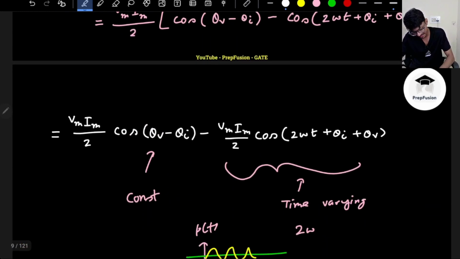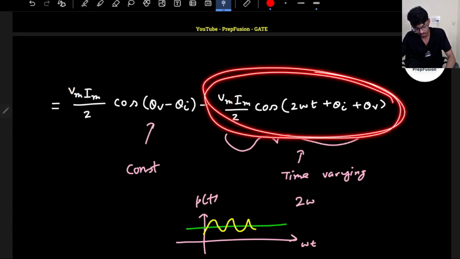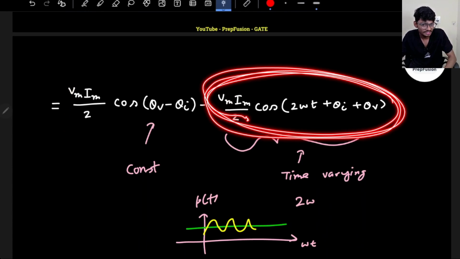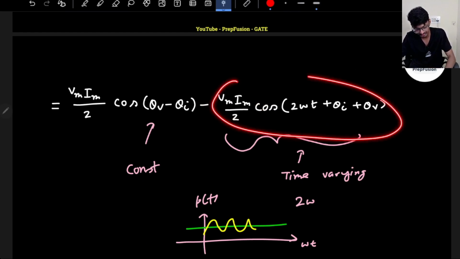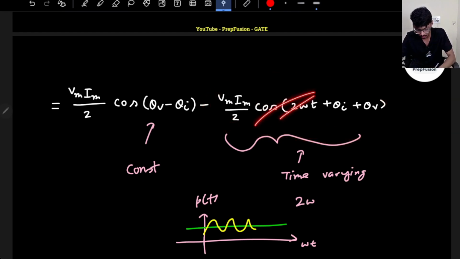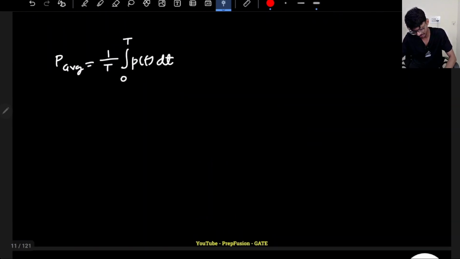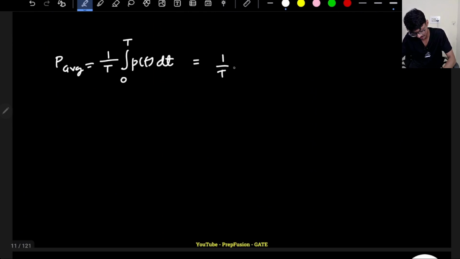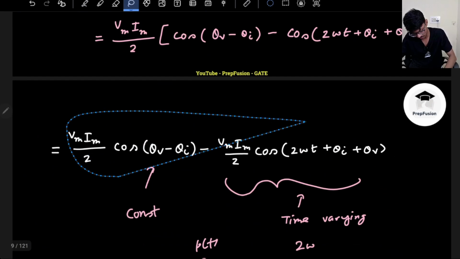So if I integrate this whole thing, what you observe is this. What is the average of any sine or cosine signal? Its average area is 0. There is no area under the curve. Whatever the positive area, the same area is negative. So ultimately this is time varying and sinusoidal, so it vanishes. Only this term is present. So if I integrate this term, this will come out to be 1 by T integration of, I will copy this whole thing.